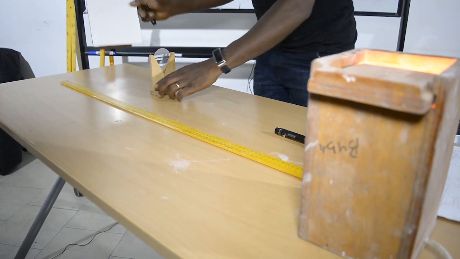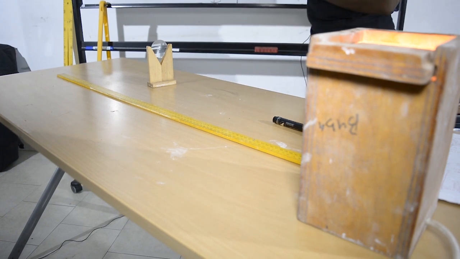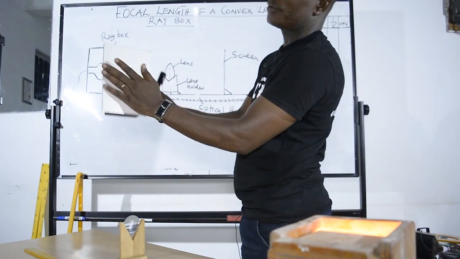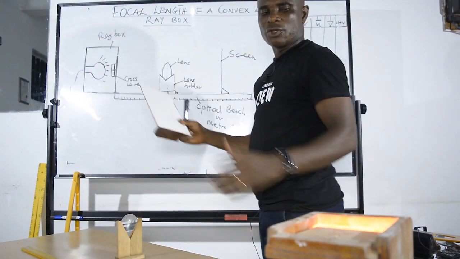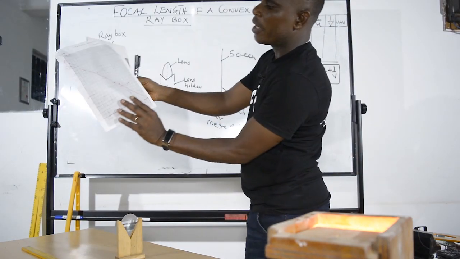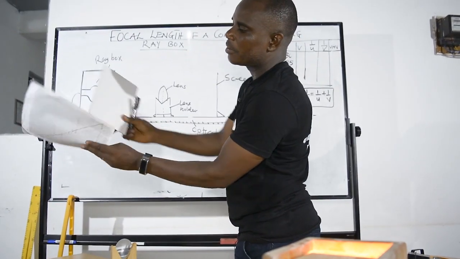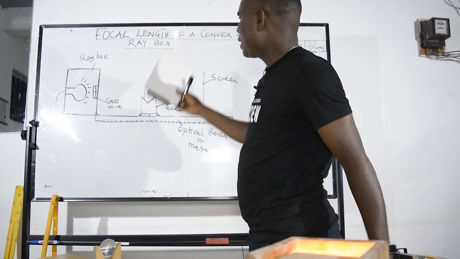Now I have the screen. That is the screen there. If you don't have this sophisticated type, you can use any white sheet of paper, which can serve as a screen during the exam. So this is a screen.